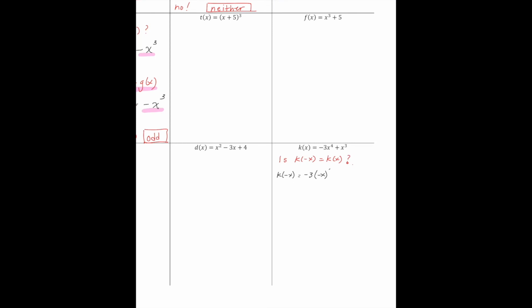So negative 3 times negative x to the fourth plus negative x to the power of 3. In this case, any negative value raised to an even exponent is always going to be positive. So this is negative 3 times positive x to the fourth plus, now any negative value raised to an odd exponent will always be negative, right? Because it's now negative times negative and then another negative. So negative x cubed will actually equal negative x cubed. So we can put minus x cubed.